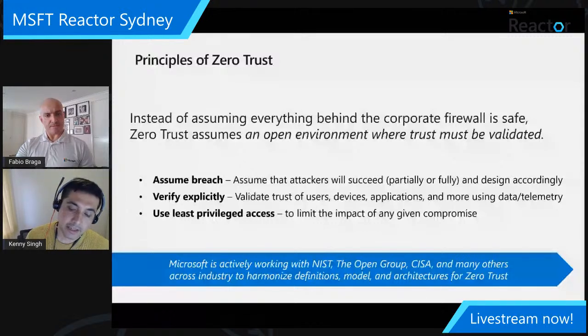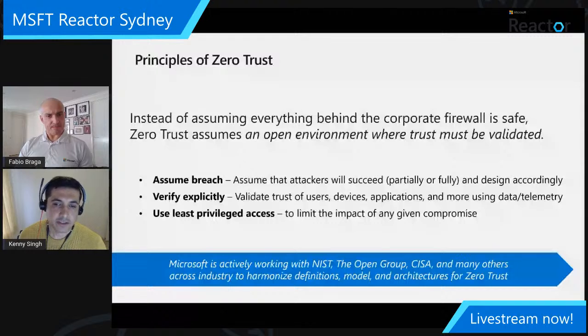Zero trust has gained a lot of credibility over the last few years. The US federal government has put out a zero trust directive for all federal government agencies, and there are very similar directives in the works across the globe. So zero trust really is that front-of-mind strategy, especially in the hybrid work world that we live in right now. Next slide, please, Fabio.